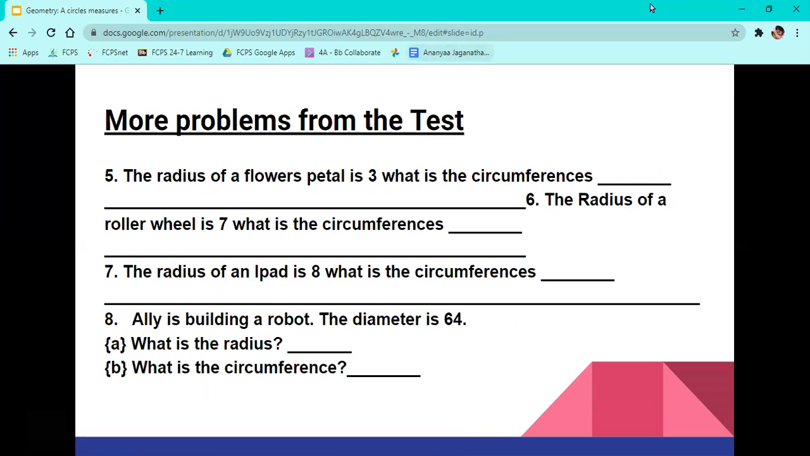More problems from the test. The radius of a flower's petal is 3. What is the circumference? Blank. 6. The radius of a roller wheel is 7. What is the circumference? Blank. 7. The radius of an iPad is 8. What is the circumference? Blank. 8. Ali is building a robot. The diameter is 64. What is the radius? What is the circumference? Now I'm going to give you some time to answer this.